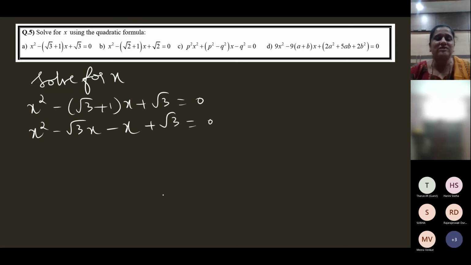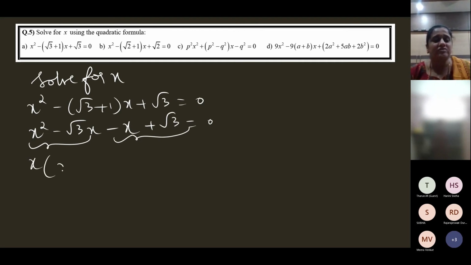Now see what you have. You have 4 terms: 1 x square term, 2 x terms, and 1 constant, and it's in the correct order also. How do you proceed? By grouping. Group the first 2 terms and the last 2 terms.